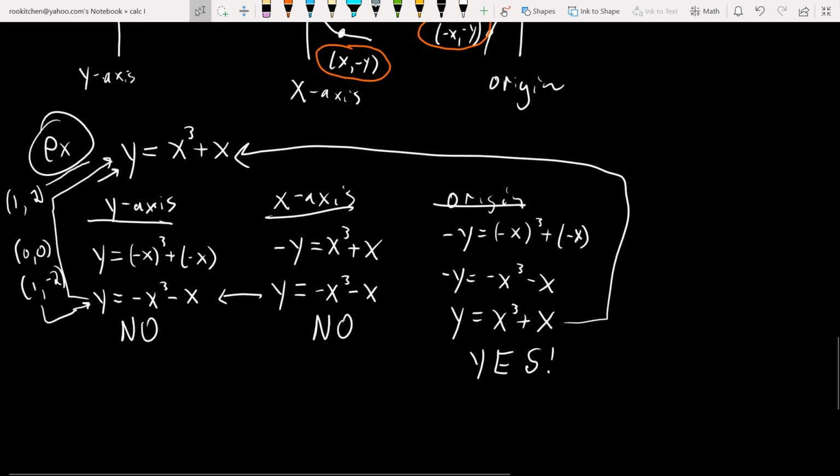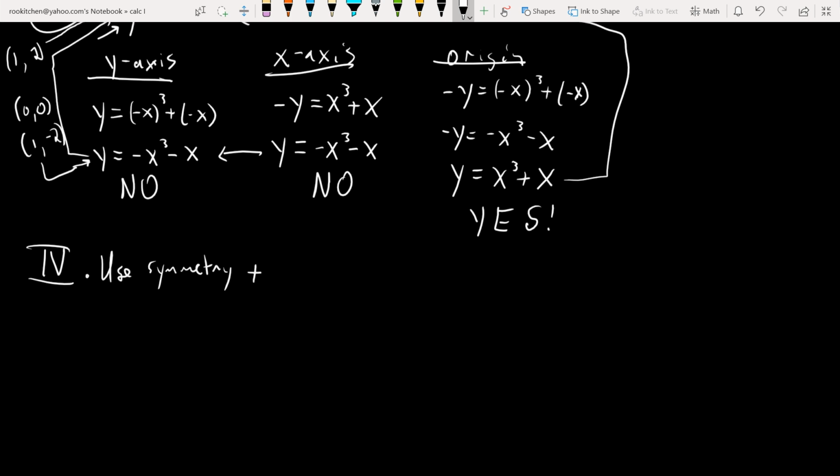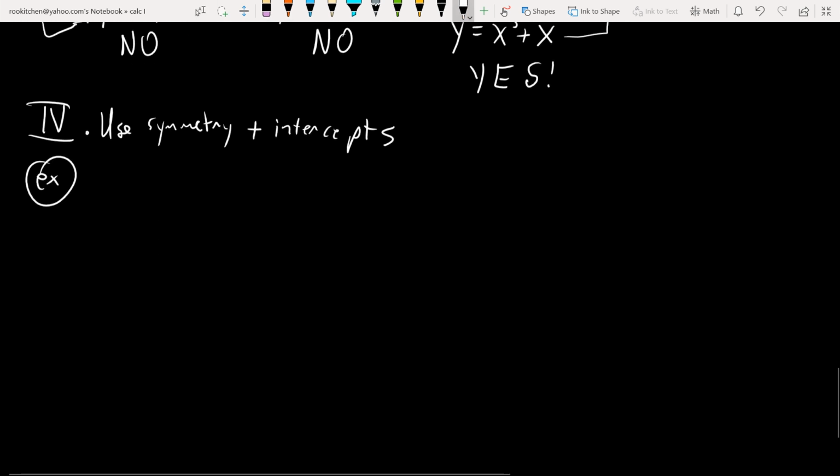Okay. So now that we have the symmetry, we can go ahead and use that in order to graph expressions. So in this section, we'll use symmetry and the intercepts to graph. Okay, so we'll look at another example. It's similar to the one we just did.